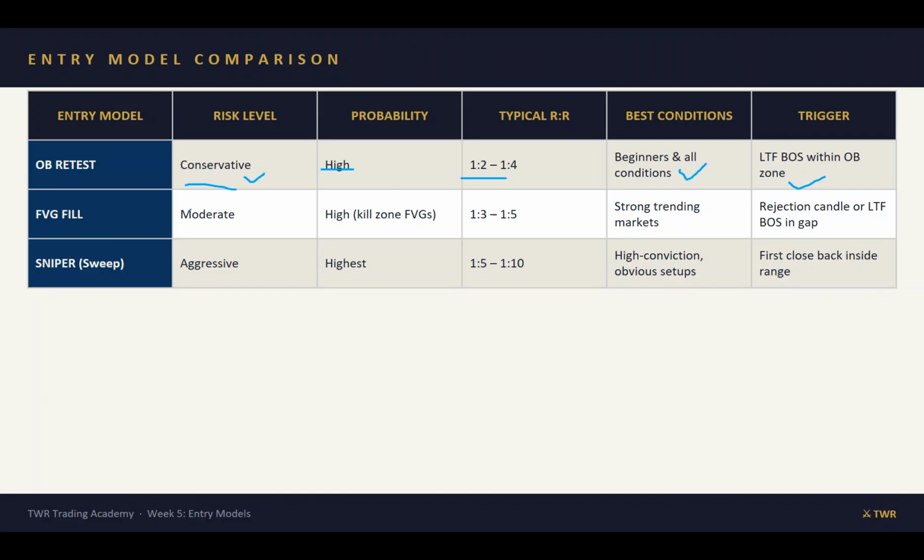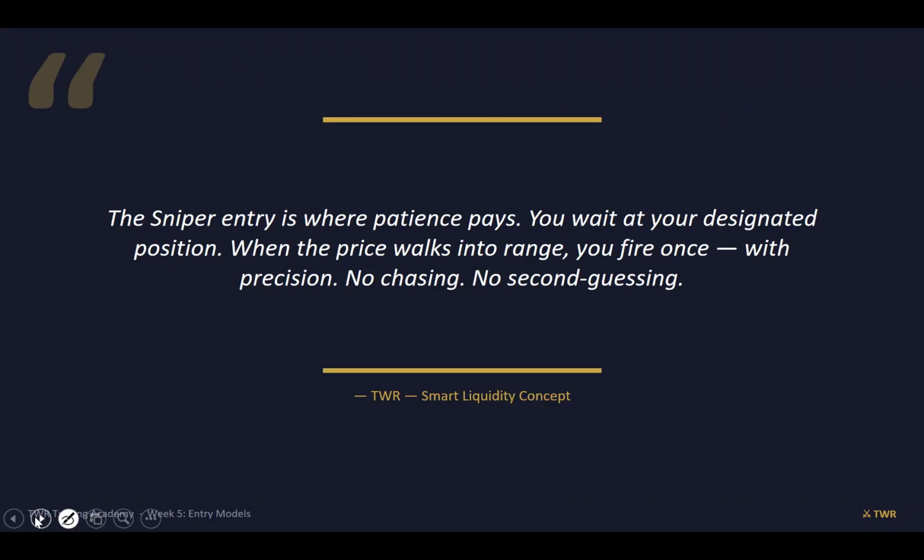Fair value gap fill, it's the moderate one. Highest in kill zones, mostly during London opens and session opens. Typical 1 to 3 to 1 to 5. Strong trending markets, rejection candles, or break of structure in the gap. Same as sniper entry, it's the most aggressive. Typical 1 to 5 to 1 to 10. High conviction of your setups. Fast close back inside the range.